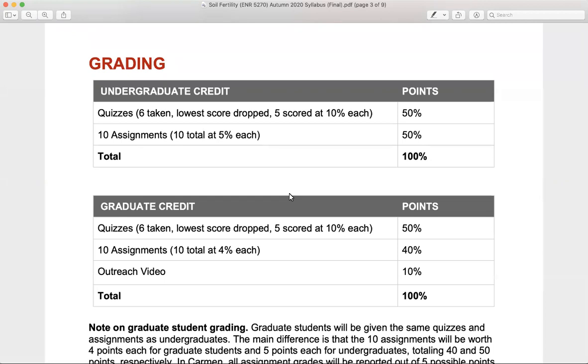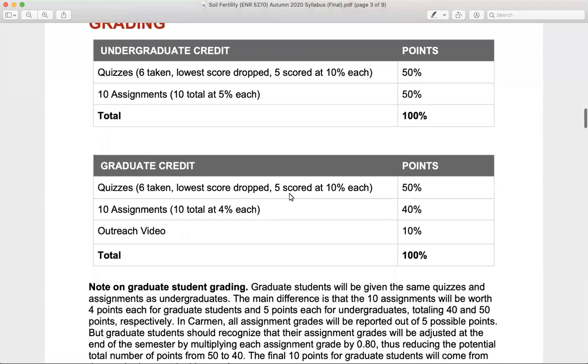I digress. I was talking about grading, so let me go back to that. For grad students, they essentially have the same responsibilities as undergrads, except for the fact that we have an outreach video that's due essentially at the end of the semester. This outreach video is very, very important, and it's just a single assignment, but I believe that it should represent a significant effort on your part. And so we'll talk about that in just a second.